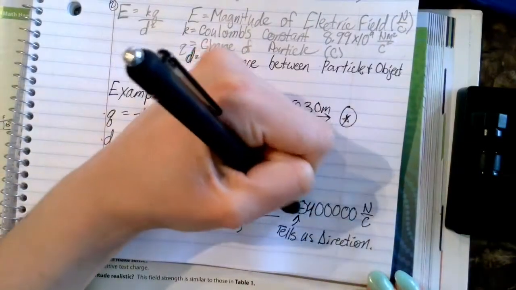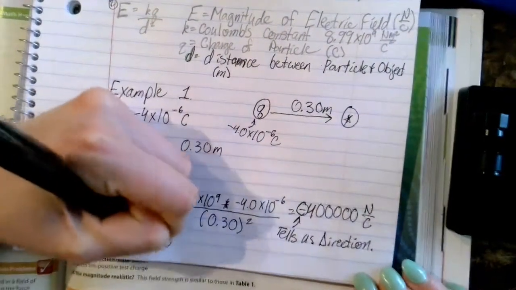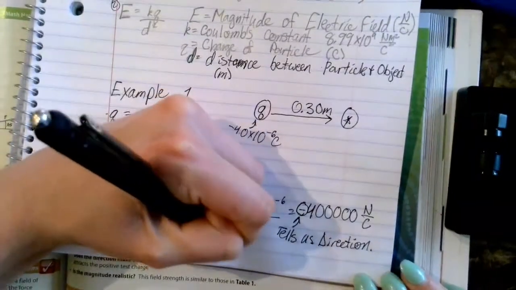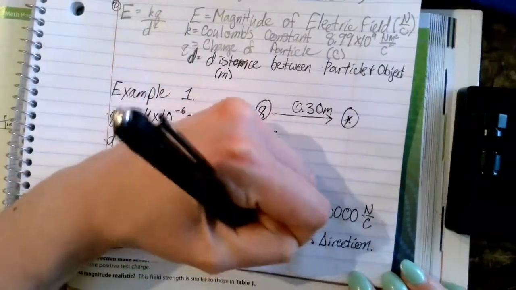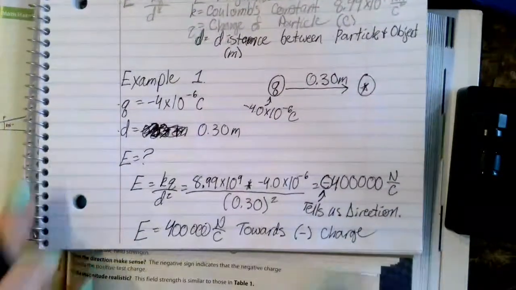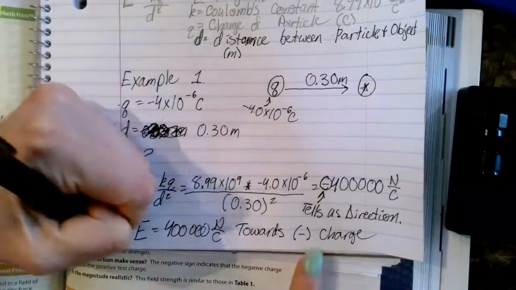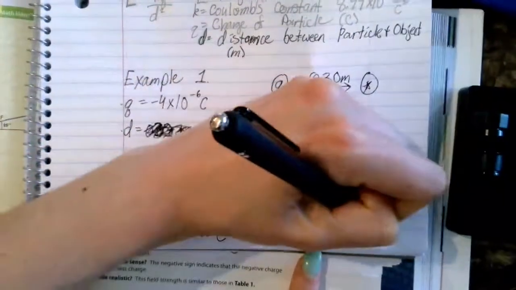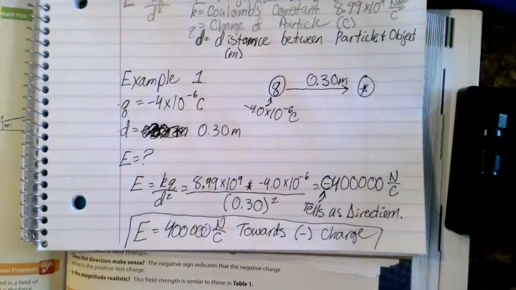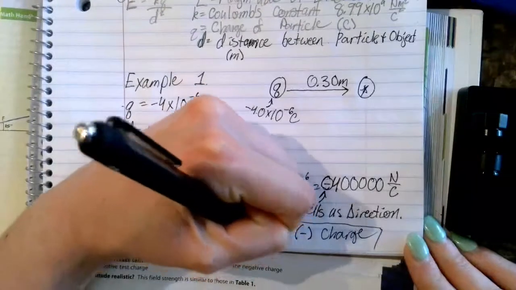But we also can just say that our electric field is equal to 400,000 newtons per coulomb towards the negative charge. And if we're being honest, I think this is the easiest way to put it, because that will help us to remember that electric field lines always point towards the negative charge and away from the positive charge. But we'll also add in here that's to the left for this problem specifically.